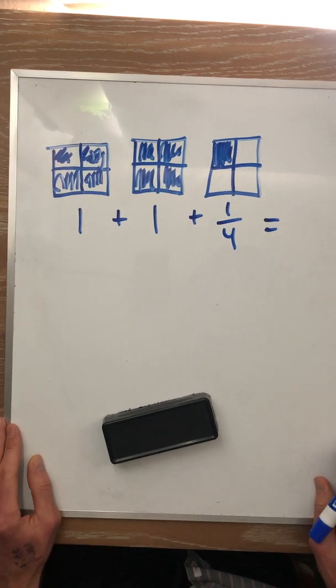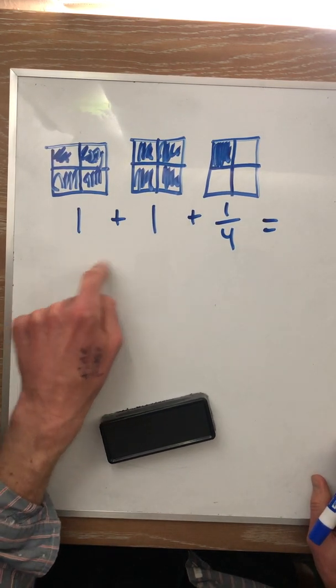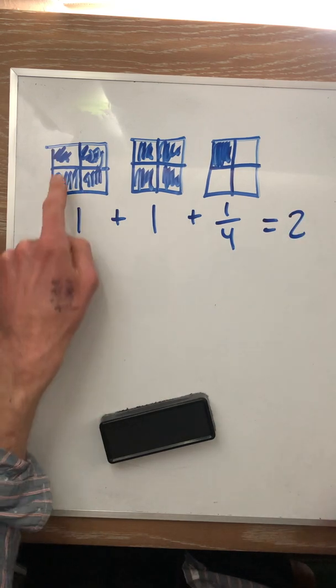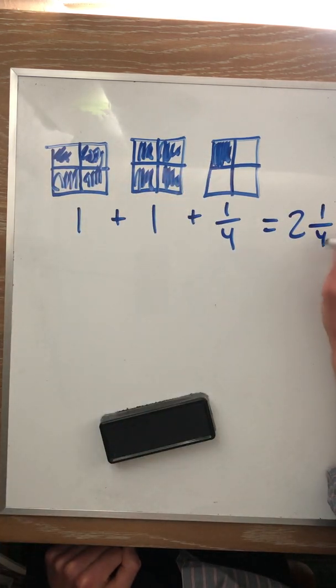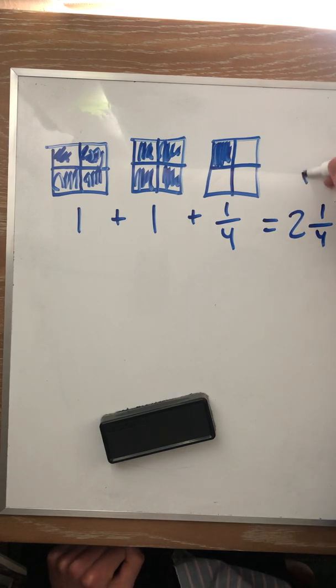So if you're going to do it like that as the mixed number, you'd say, oh, well, 1 plus 1 is 2. Got 1 here, 1 here. And then I have 1/4. So the 2 and 1/4 is the mixed number. And what about the improper fraction?